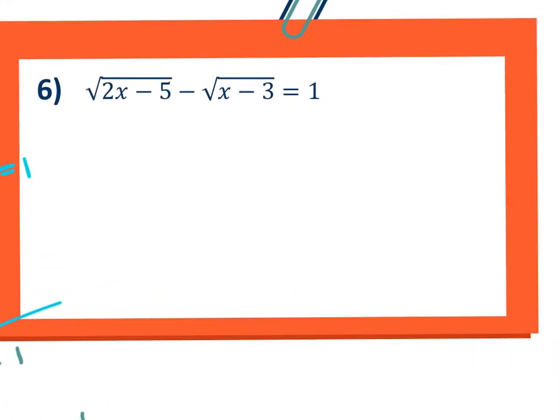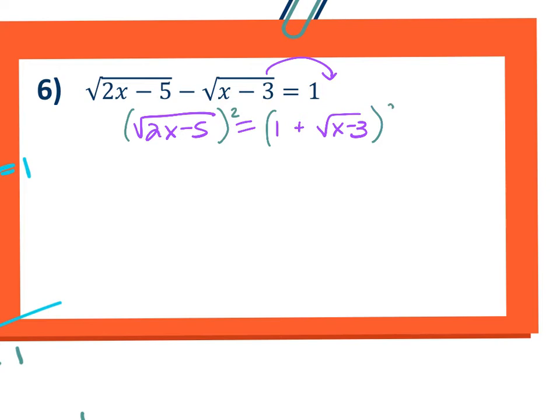All right, we're going to move it over because I just want one root on either side: 1 plus the square root of x minus 3. I promise it hurts less and less every time because you get more familiar with the pattern. Now we square both sides, yes? Left side, it cancels.